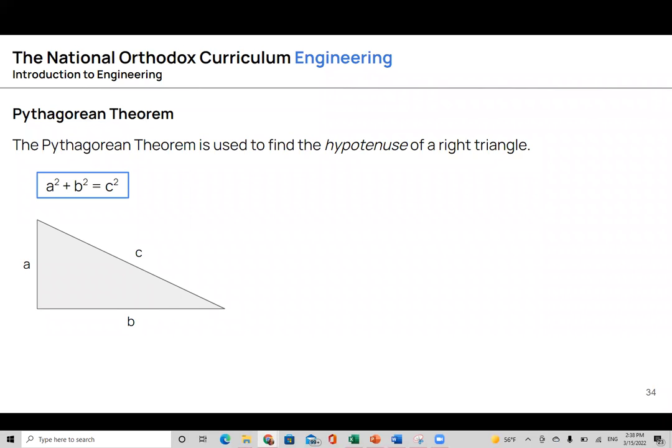In this video, we will talk about the Pythagorean theorem and special right triangles. So, the Pythagorean theorem is used to find the hypotenuse of a right triangle. The hypotenuse is this line right here. The equation is a squared plus b squared equals c squared. So using this equation, we can find either one of those sides given the other two.